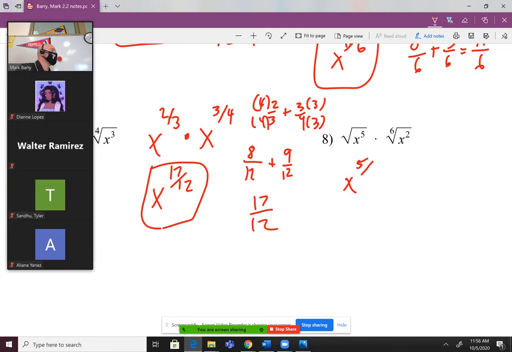First off, we switch this to x to the power of 5 over. So you'll have to remember what happens when there's no number in there, okay? We did talk about this last week, and we said if there's no number in the root, that means it's a square root, and so a square root is going to be 2.